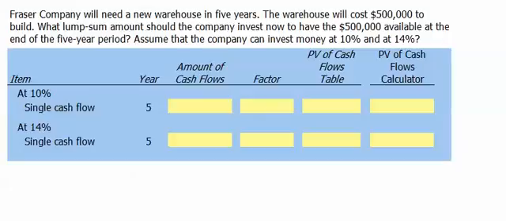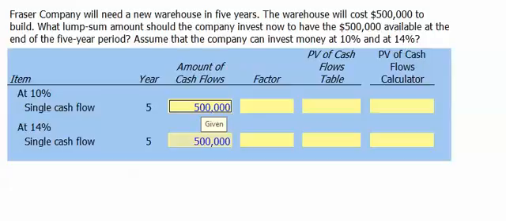Fraser Company will need a new warehouse in 5 years. The warehouse will cost $500,000 to build. What lump sum amount should the company invest now to have $500,000 available at the end of 5 years? Assume the company can invest money at 10%, and also assume that it could invest money at 14%.